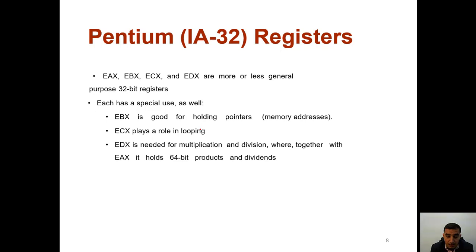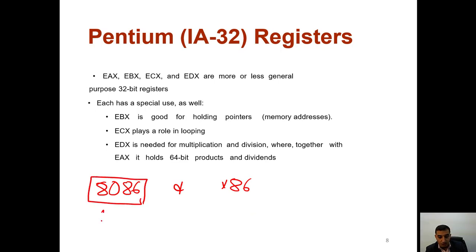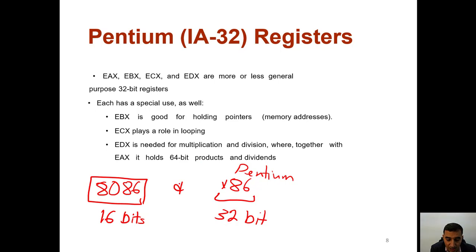Now, in Pentium registers, remember we have the 8086 and the x86 values. The 8086 registers are all 16 bits. These are 32 bits, or what we call the Pentium processors. The Pentium processors are similar to the normal processors, however, they have the E letter in the beginning. E stands for extended.